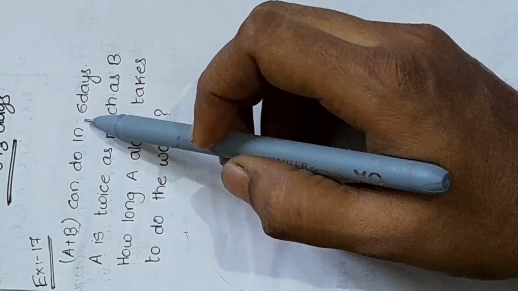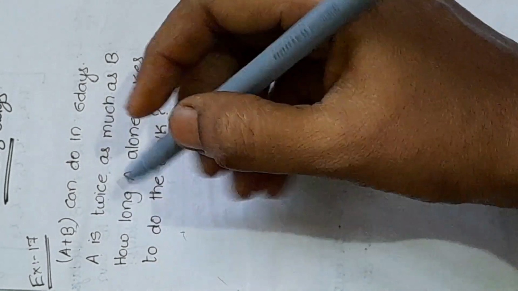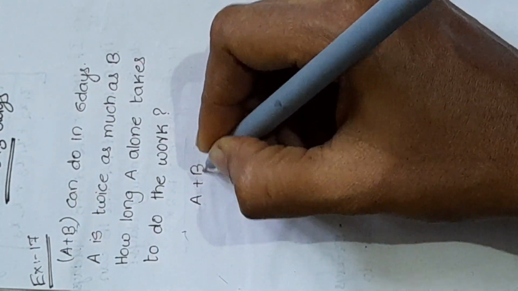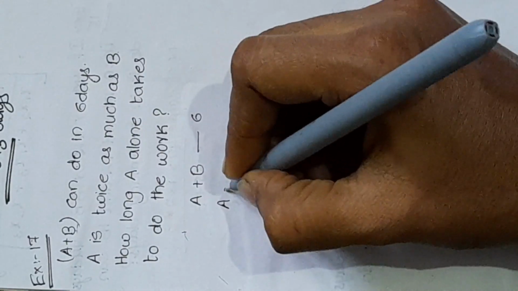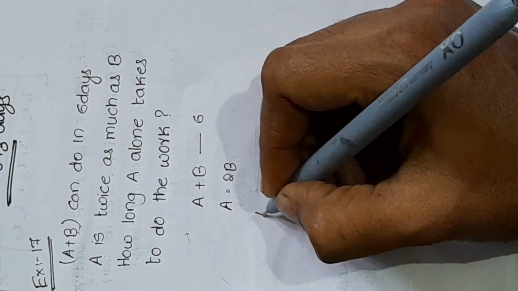If A and B together can do a work in 6 days, A is twice as much as B. How long does A alone take to do the work? A plus B takes 6 days. Here A is equal to 2B is given. We are writing B is equal to A by 2 instead of B.